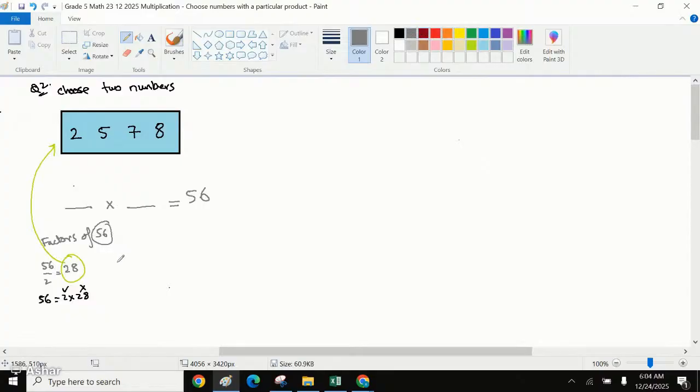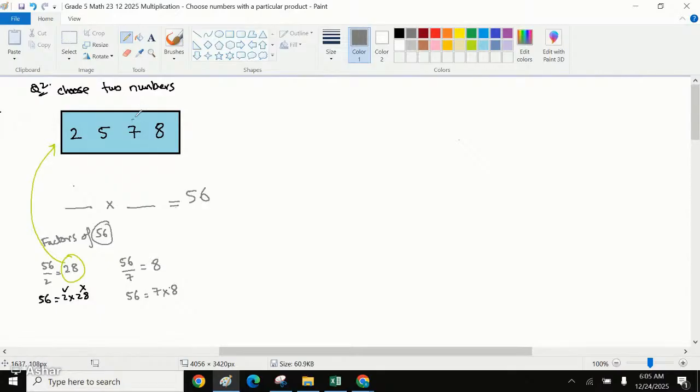Can we say 56 cannot be divided by 5, right? Because it will give us a decimal number. So what else can we do? Can we divide by 5? No. But can we divide by 7? 56 divided by 7. So what is 56 divided by 7? That would be equal to 8. And we can say that 56 is equal to 7 multiplied by 8.